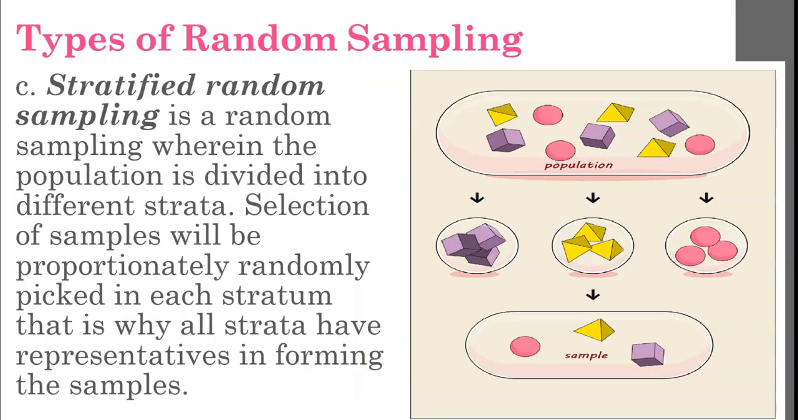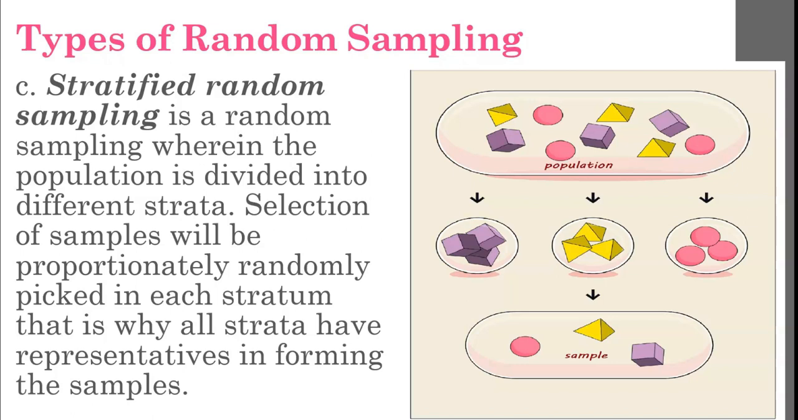The third type of random sampling is the stratified random sampling. It is a random sampling wherein the population is divided into different strata. Selection of samples will be proportionately randomly picked in each stratum. That is why all strata have representatives in forming the samples.